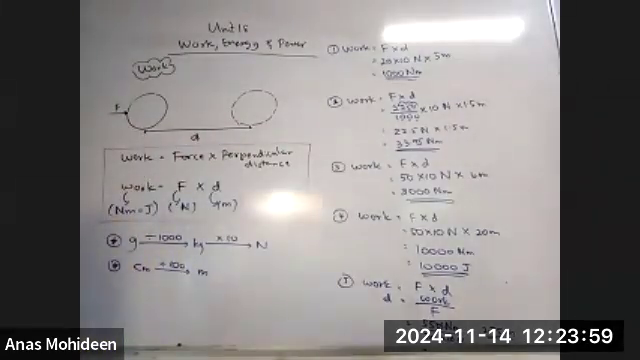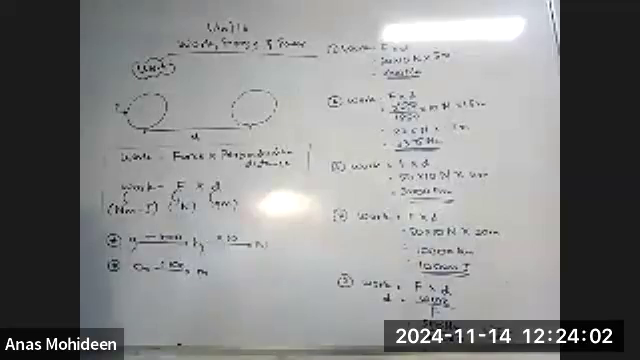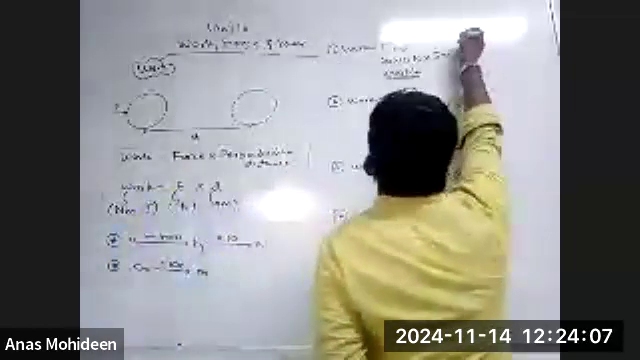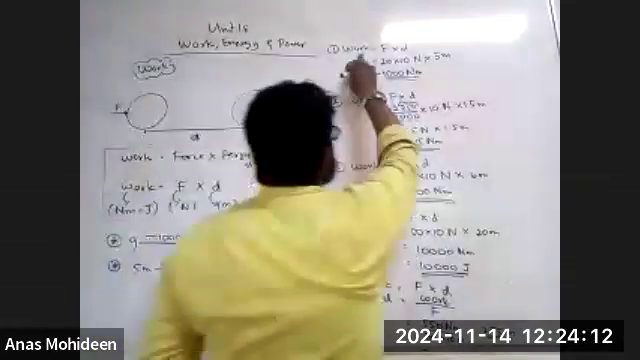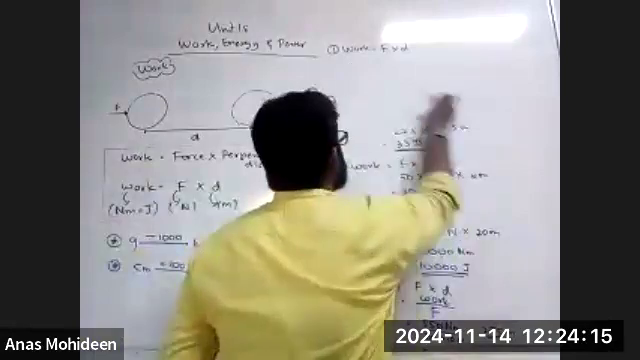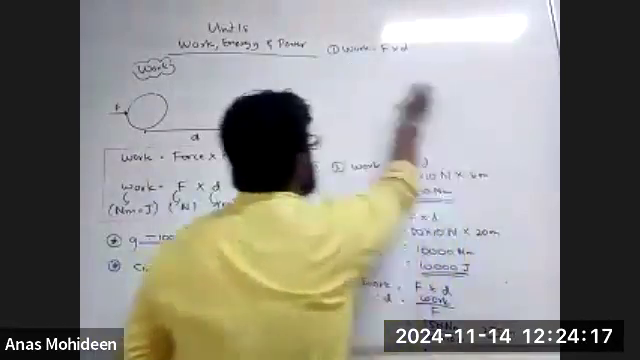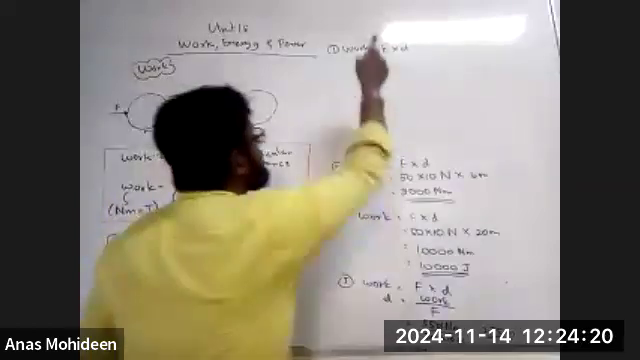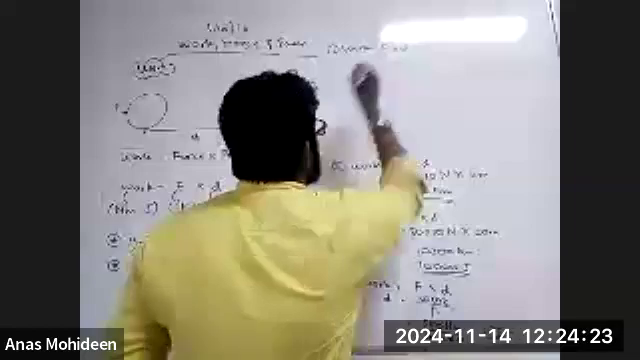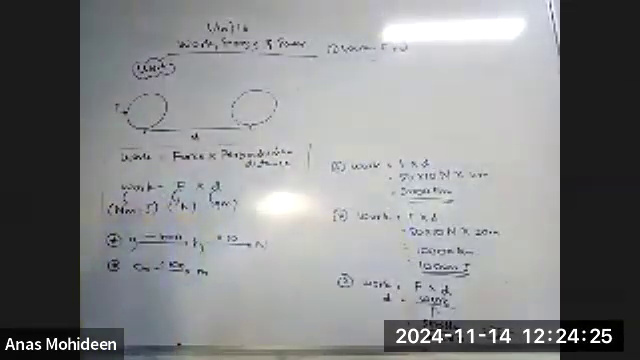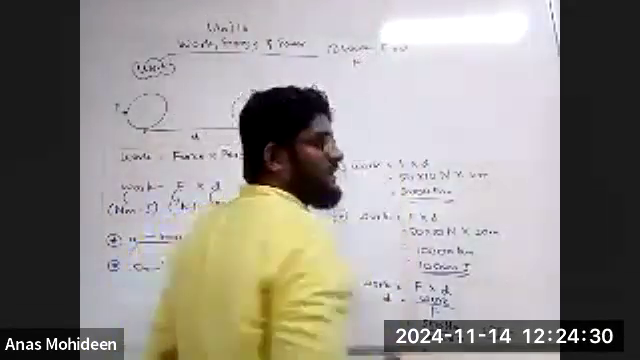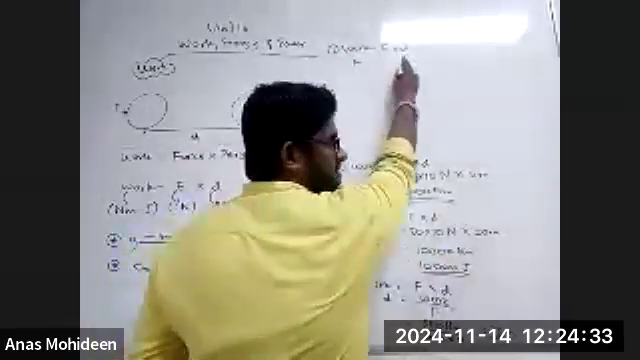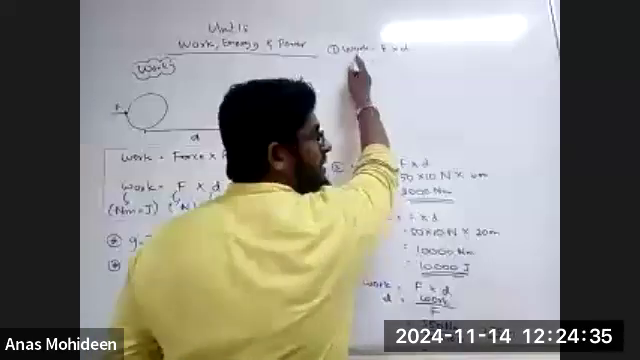An object was pulled for 5 meters at a uniform force. The work done was 750 Newton meters. Find the mass of the object. Work done is F into D. Work is given. Find the mass. So what do I do? I first find out the force. I know the work, I know the distance. So first I'm going to find out the force.